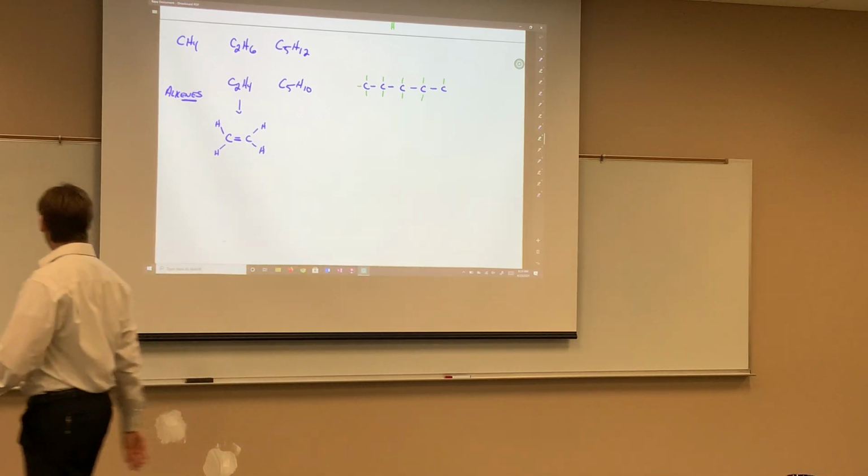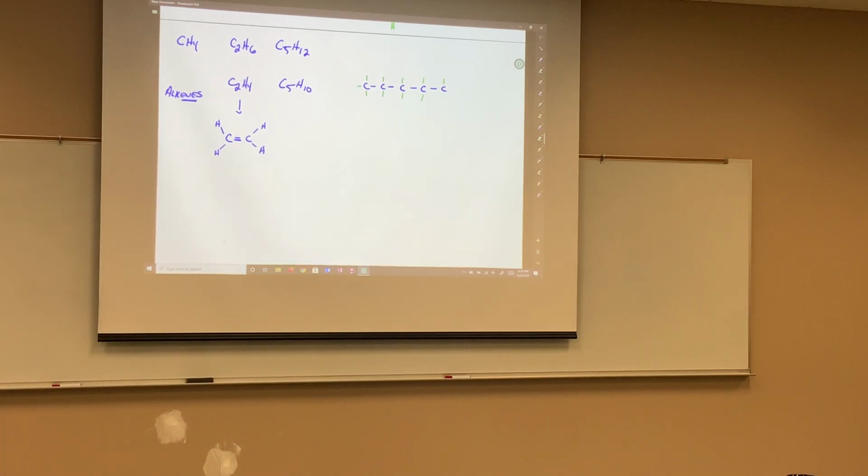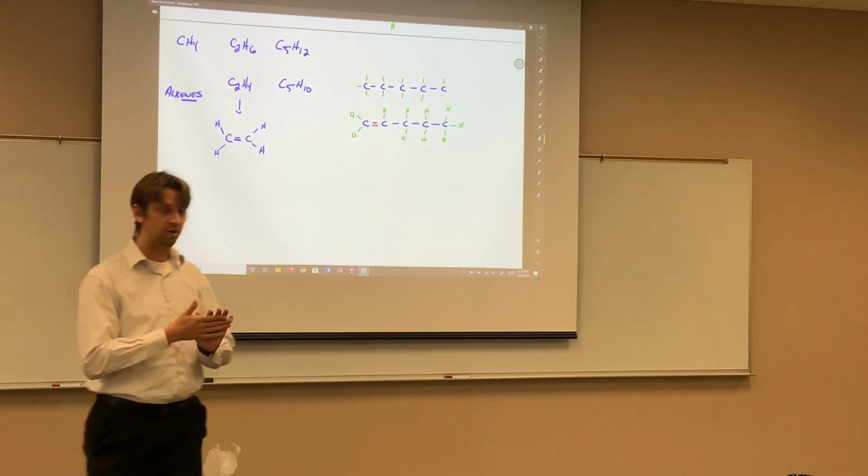Got it? So what we could do is, let's say we have our 5 carbons. If I add a double bond here, let's go through and see what that does in terms of how many hydrogens I need. So 1, 2, 3, 4, 5, 6, 7, 8, 9, 10. I overthought it. We okay?